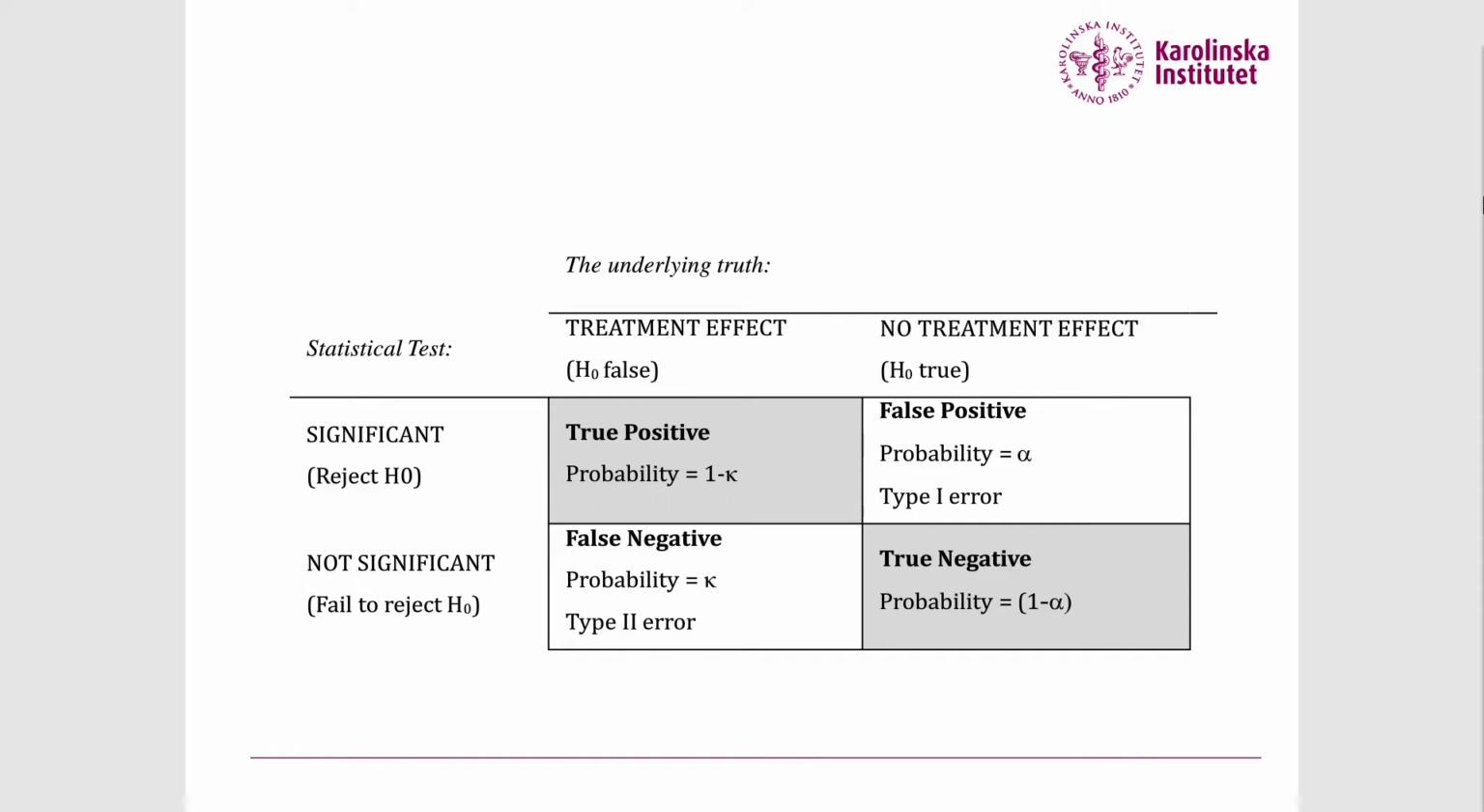With a significance level of 5%, you would expect this to happen 5% of the time. A false negative, however, is where there is a treatment effect, but you've not found a statistically significant result. This is a false negative or type 2 error and tends to happen when you're lacking power in your study.